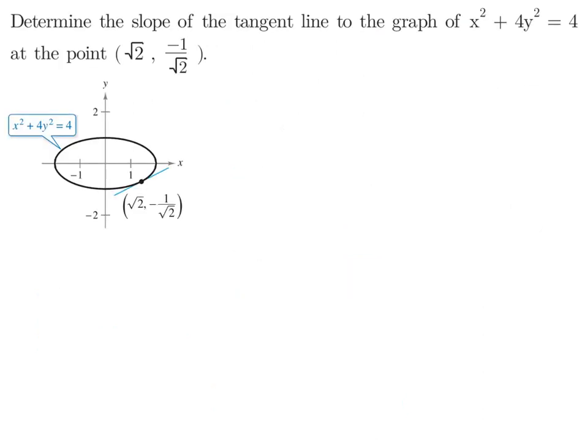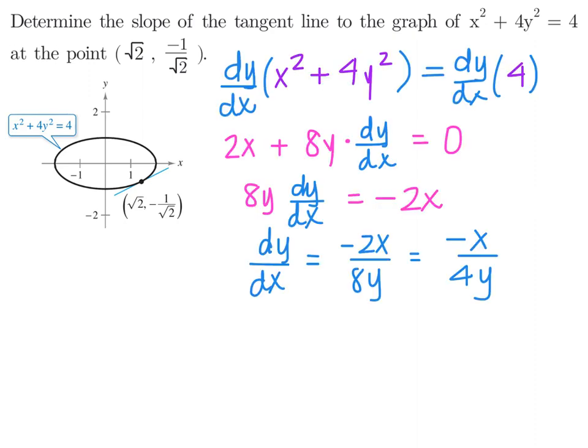So for our next example that we're going to work out, we're going to determine the slope of the tangent line to this graph of this ellipse here, x squared plus 4y squared equals 4, at this point. So all we're looking for is the slope of the tangent line, not the equation of the line. And I'm actually going to differentiate this thing using implicit differentiation. So the first thing I'm going to do is apply my dy over dx to both sides, and I'm looking for the derivative with respect to x. So this part's just fine. I get 2x there.